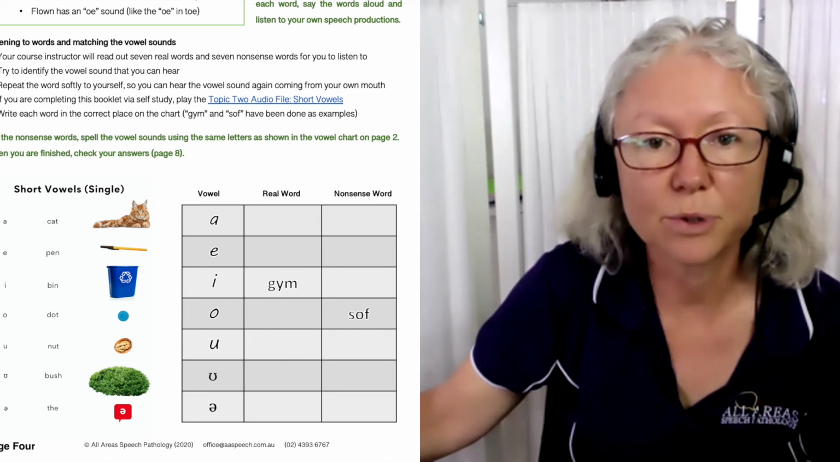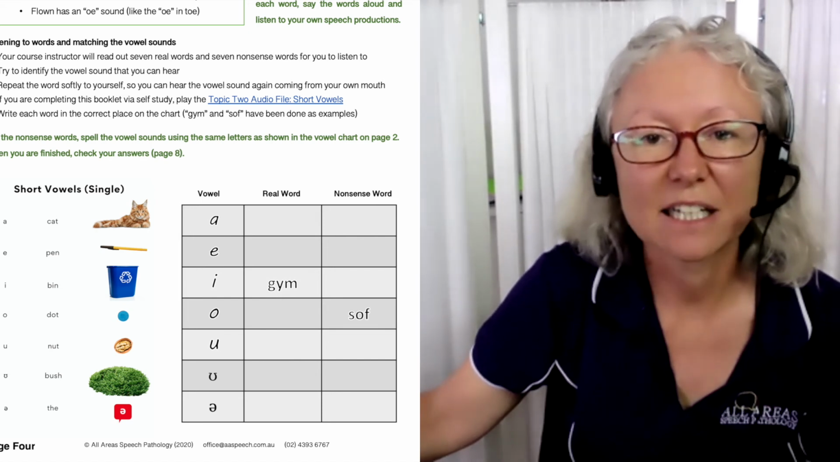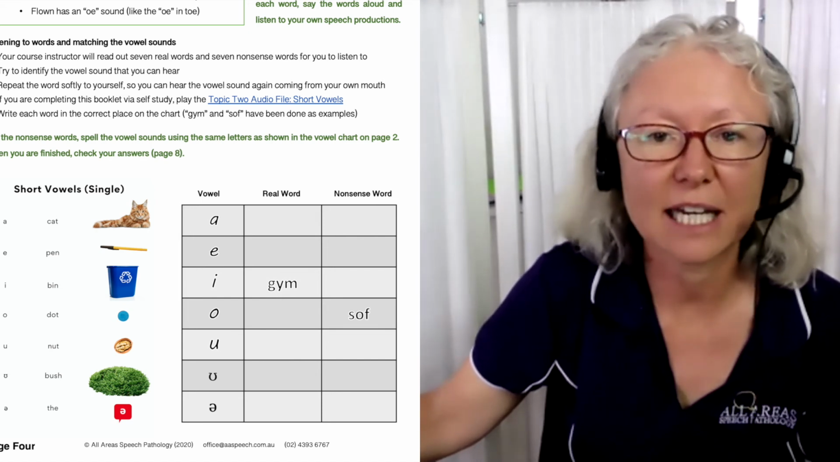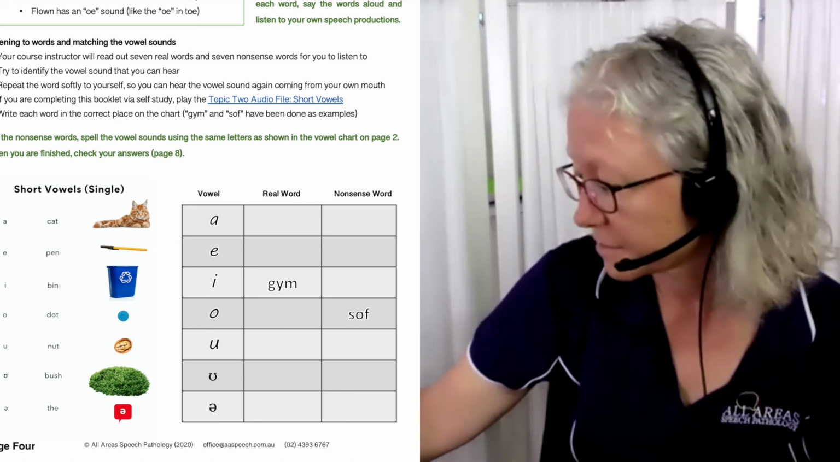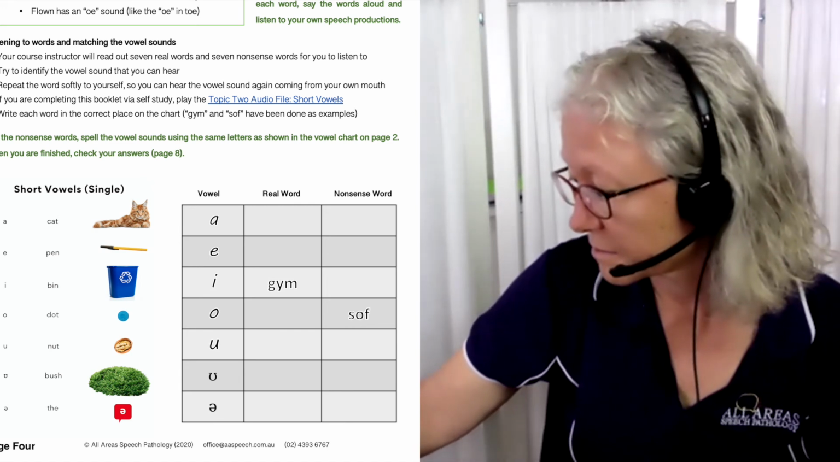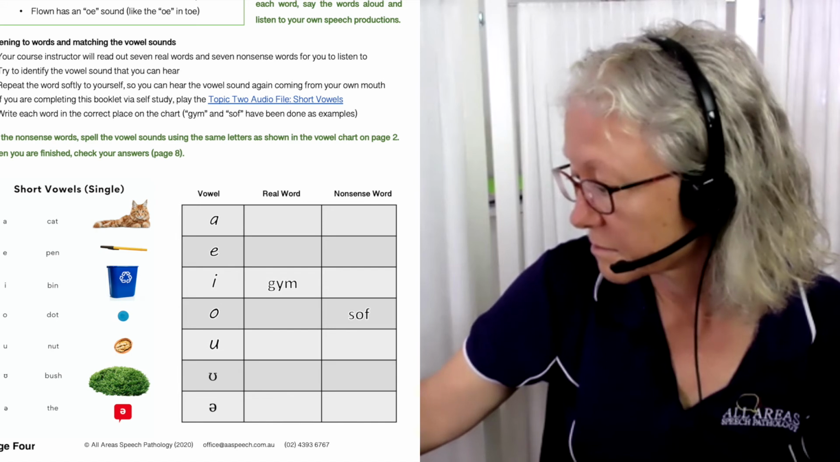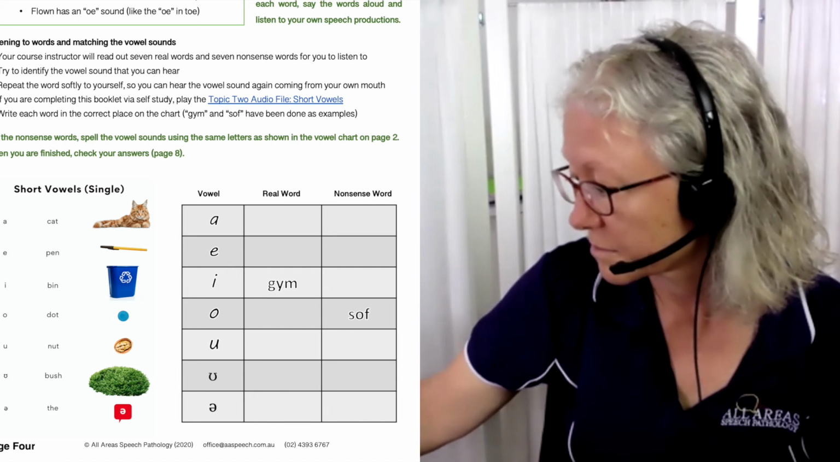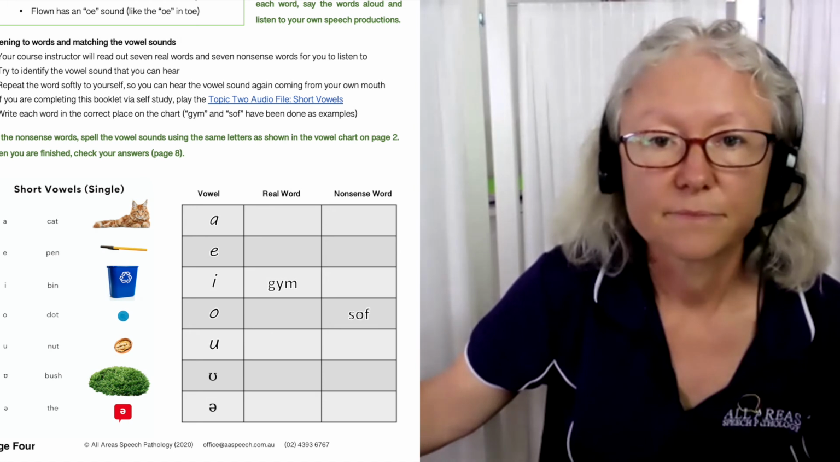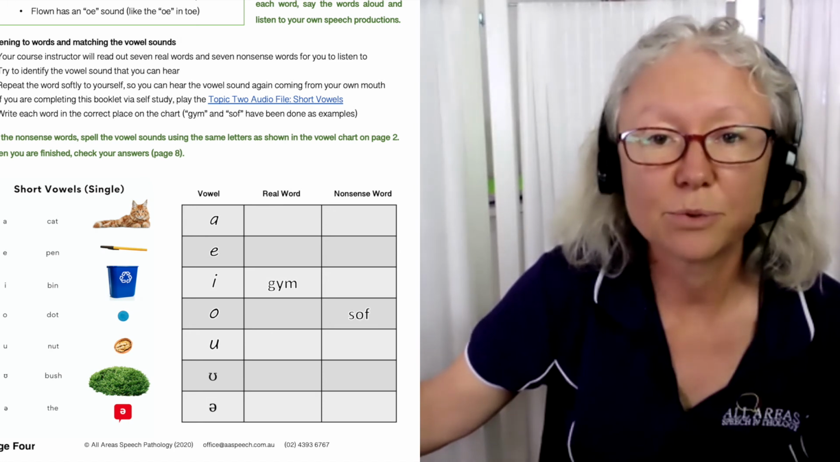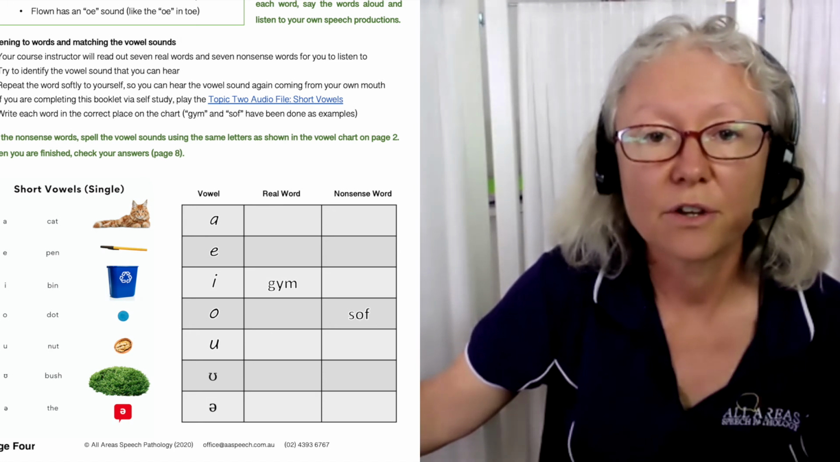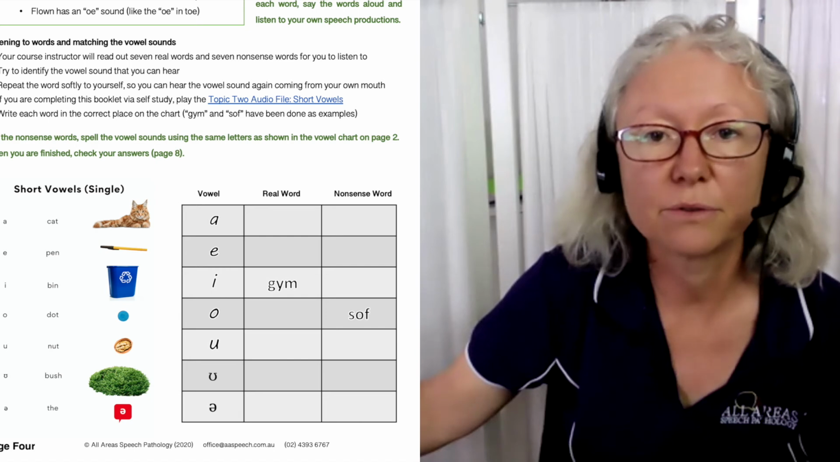And now a real word. Said. Like, I said to him, that's okay. And now another real word. The. Look at the ball.